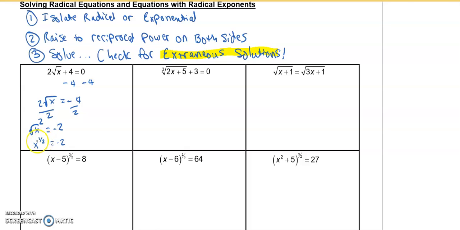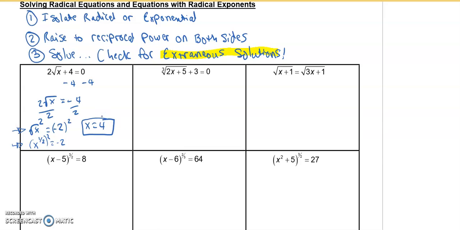Really, what's the reciprocal of 1 over 2? It's 2. It's squaring, right? So these are 2 different ways to think about it. Those are not consecutive steps here. But either way, it's going to leave me with x on the left. And square the right side, I'm going to get 4. So I get x is equal to 4.